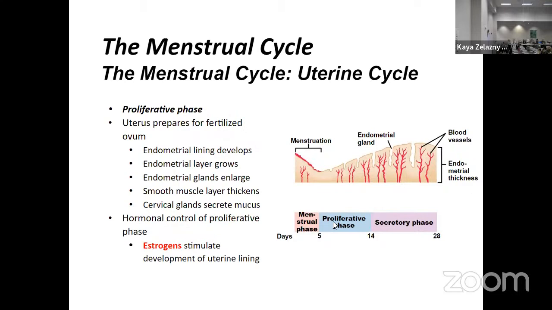Then we're going to go into the proliferative phase. So after about day 5, we're done shedding that lining, and the uterus is going to start to regenerate parts of this tissue. So it's preparing for ovulation at day 14, which is roughly when the body would expect that fertilization may happen. So it's going to be preparing for possible fertilization.